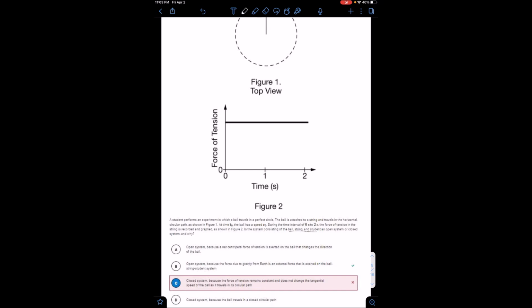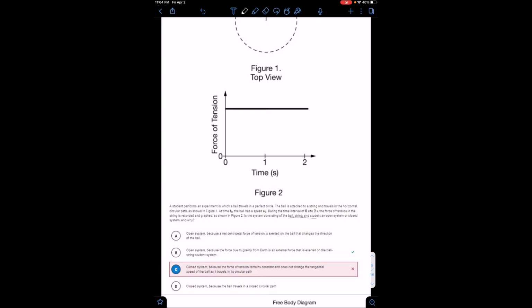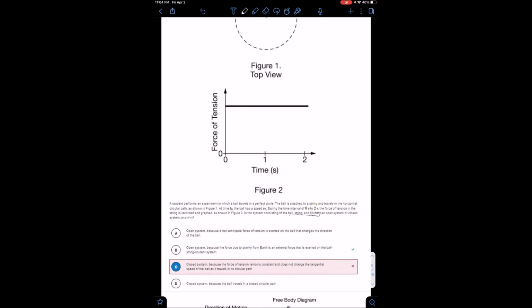All right, so the first thing to note is that the force of tension is constant, okay? So we know that the ball-string system would be closed. Actually, I lied. The ball-string system will never be closed because we still have the Earth acting, or the gravitational force acting on it. So, since we're talking about the student, string, and ball, but we never included mention of the Earth, that tells us that it will be an open system, since there will always be a gravitational force acting on the object. And so we can automatically rule out C and D.